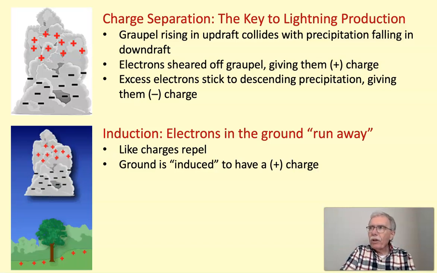Okay, so we have separated charge. We have negative charge near the bottom of the cloud, positive charge near the top. Well, what happens next? Well, all that negative charge near the base of the cloud is enough to induce a charge in the ground. Like charges repel. I think you probably know that. Unlike charges attract. And so electrons in the ground run away, leaving a net positive charge in the ground.